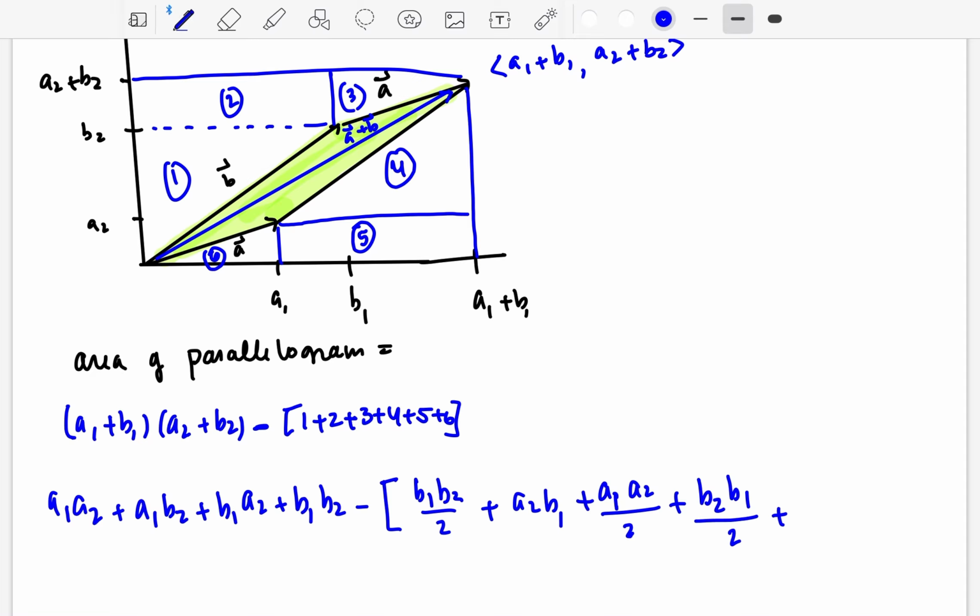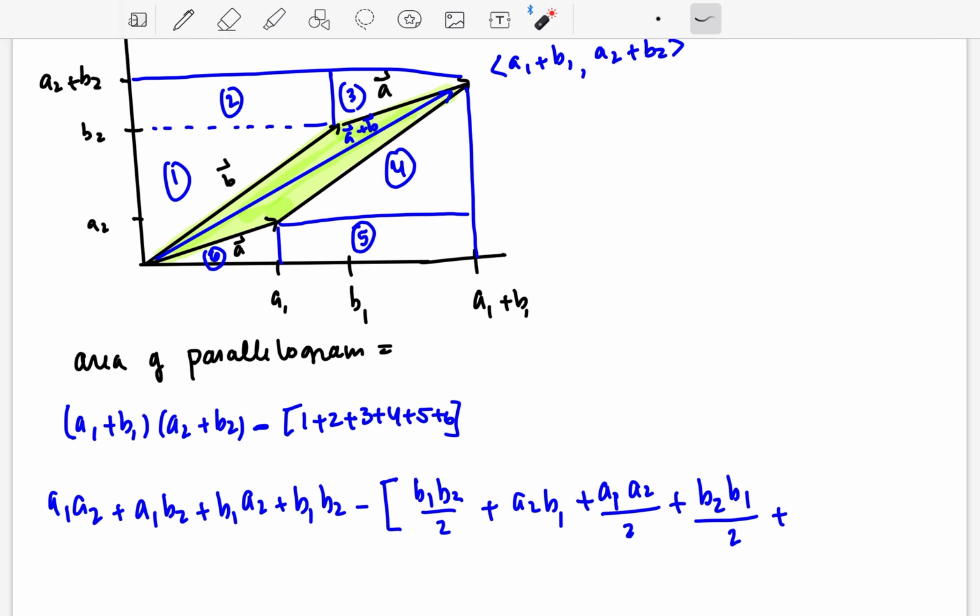Okay, 1, 2, 3, 4. So 4 is this. So the height is A2 plus B2 minus A2. So I get B2. And then the base is that. So that's the one I just did.